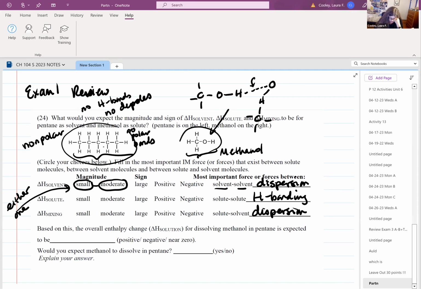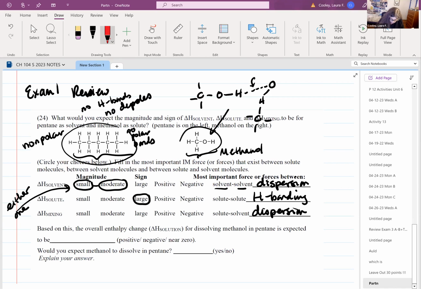But hydrogen bonding is definitely large. And now what about the sign? So, delta H solvent: what we're talking about is breaking up the interactions between two solvent molecules. That's what delta H solvent refers to. If you're breaking up interactions, then that's always going to cost energy. So this is going to be positive.